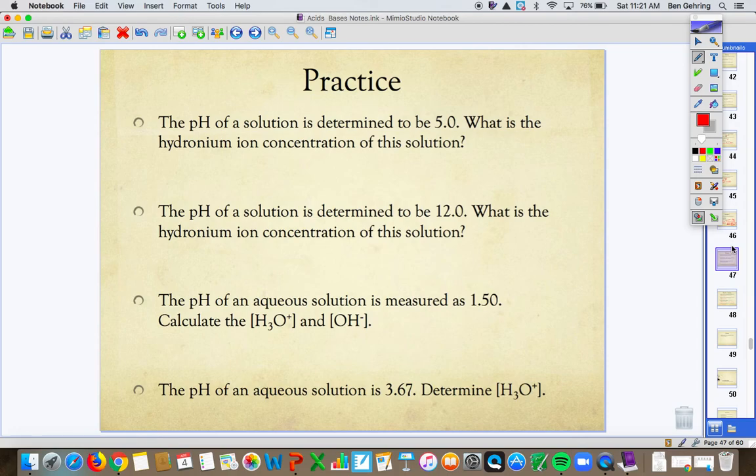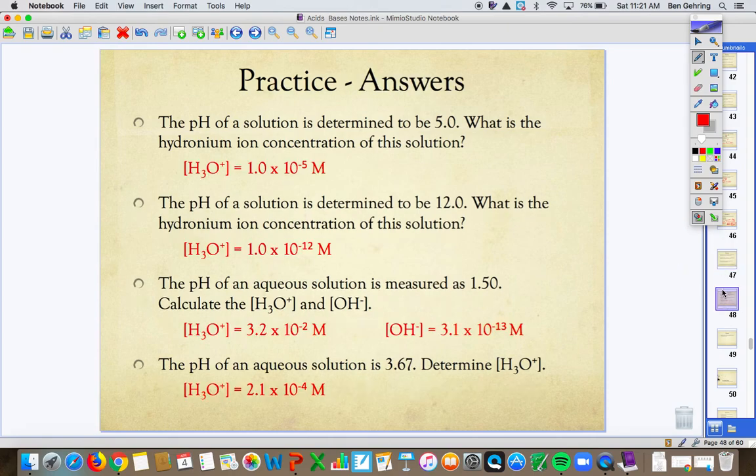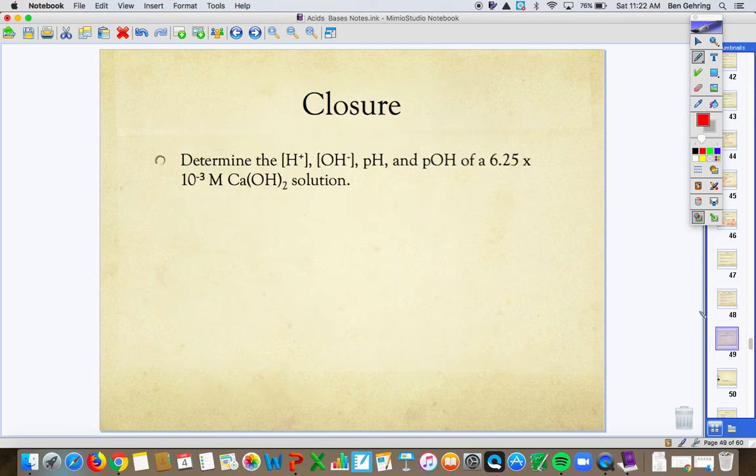Here's a chance for you to practice. In the first one, determine what the hydronium ion concentration is. Second one, I want hydronium concentration as well. The third one, I want both hydronium and hydroxide. And on the last one, I just want hydronium again. So pause this, work through those, and then here are your answers. So there are your answers to check. You'll notice if you multiply these two together, you should get 1.0 times 10 to the minus 14th for your Kw. And this is one last question for you to try.